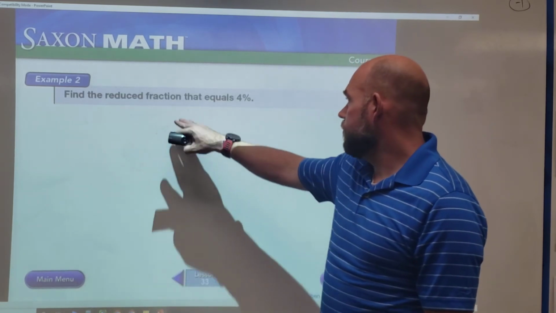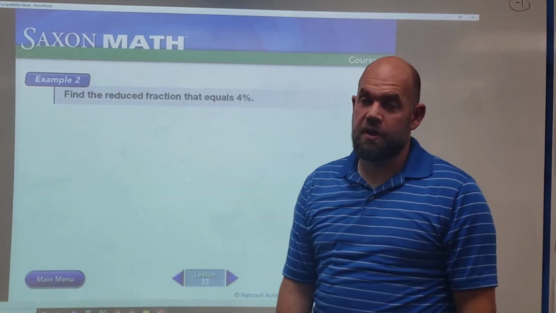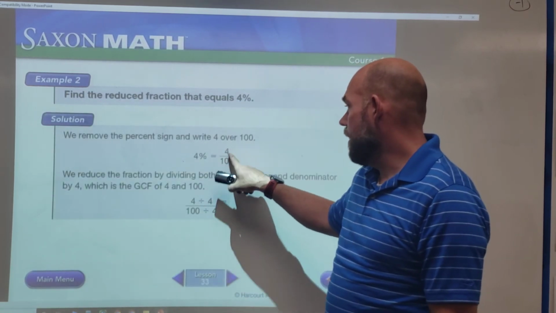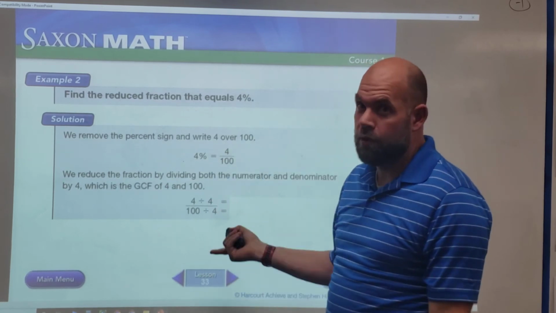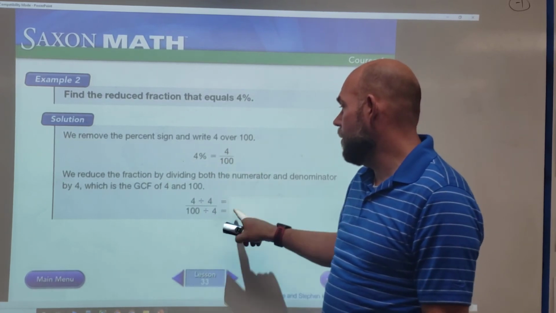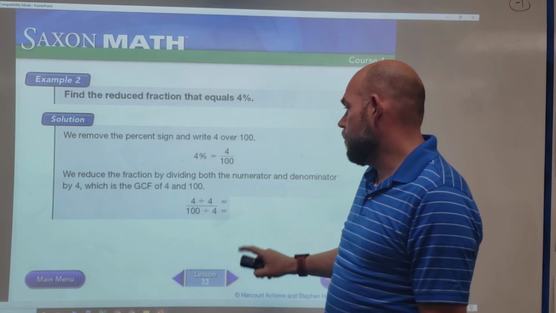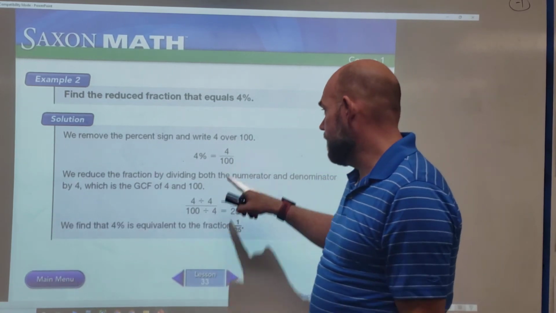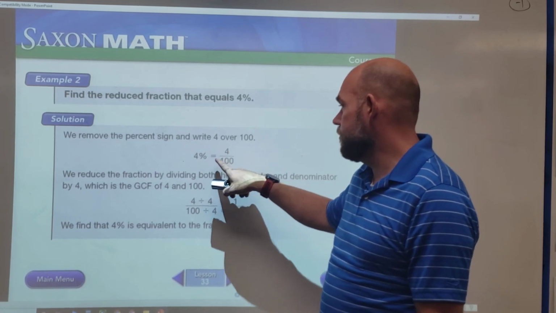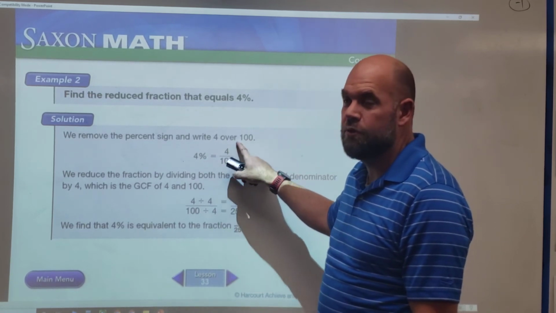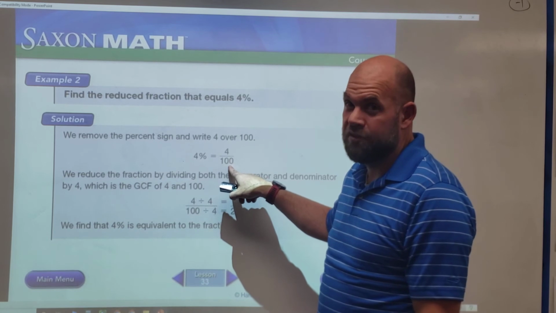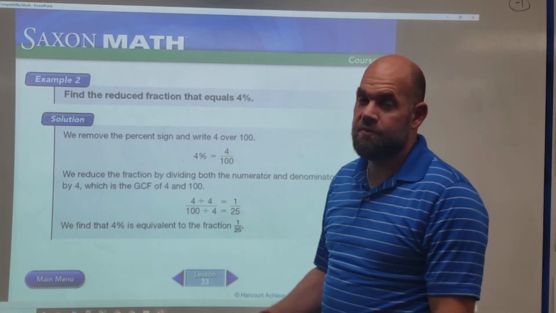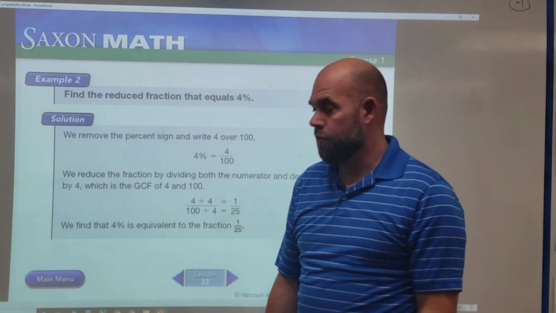What's the reduced fraction that equals 4%? 4 of 100, so it's just 4 over 100, and then that reduces. The greatest common factor here would be 4. 4 goes into 100, so 4 divided by 4 is 1. 100 divided by 4 is 25, and that's how we get 1/25. But if you can't remember that, they're both even numbers. 4 divided by 2 is 2. 100 divided by 2 is 50. 2 over 50, those are both still even numbers, so divide them by 2, and you get 1 over 25.